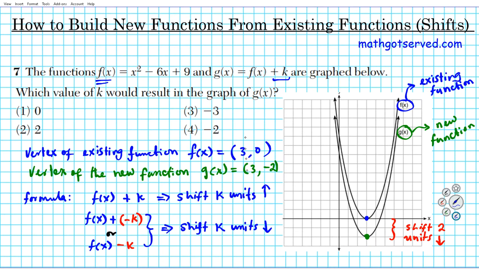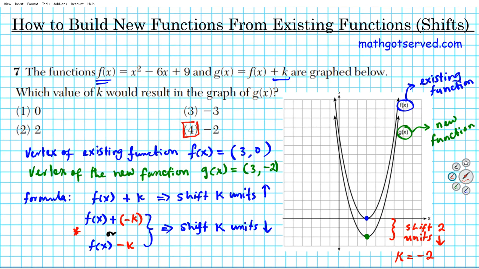All right? So don't forget, when you add a constant to a function, it shifts it up vertically. If you subtract a constant from a function, it shifts it down. Subtracting is the same thing as adding a negative, adding the opposite of that value. So in this particular case, it was a shift 2 units down. This is the scenario that we're looking at right here. Since it's a downward shift, our k value is going to be -2. So the answer to this question is option number 4.